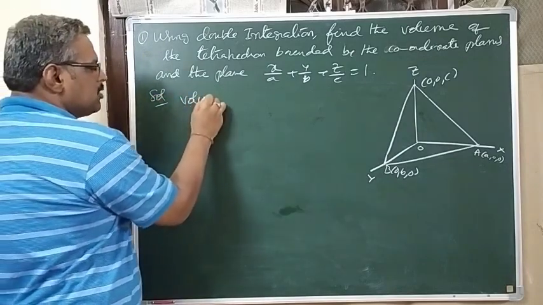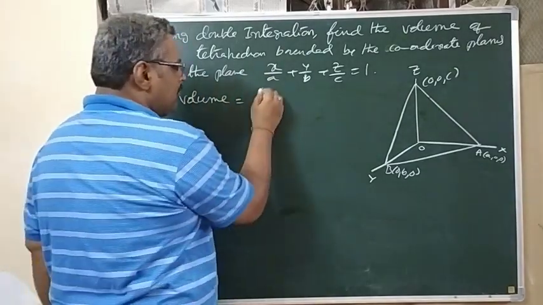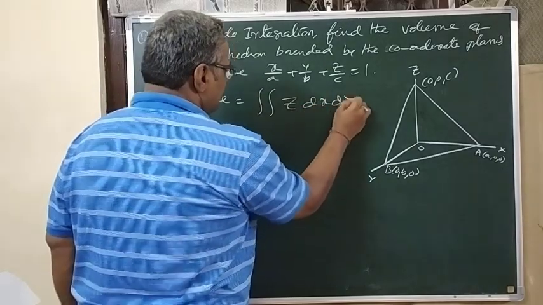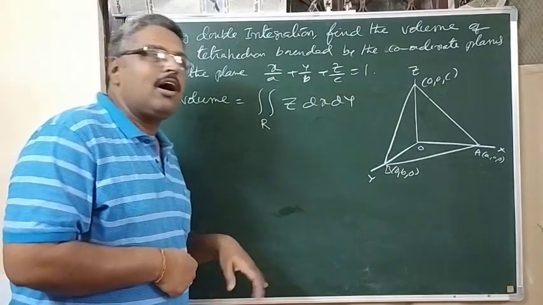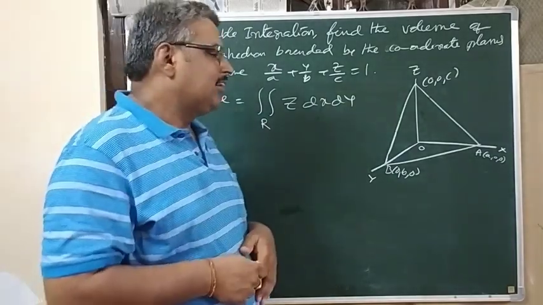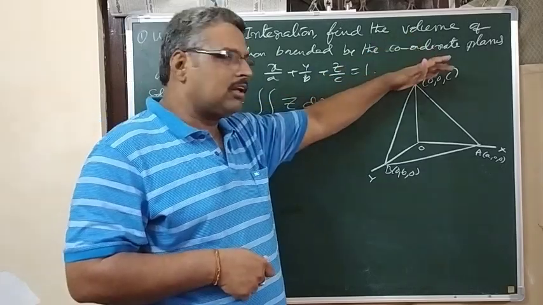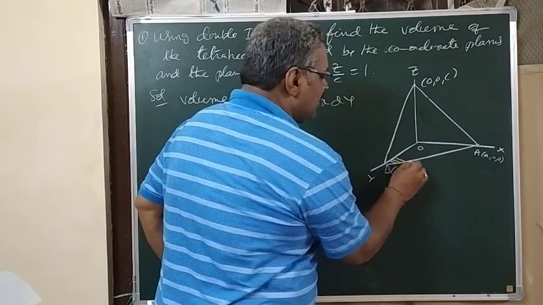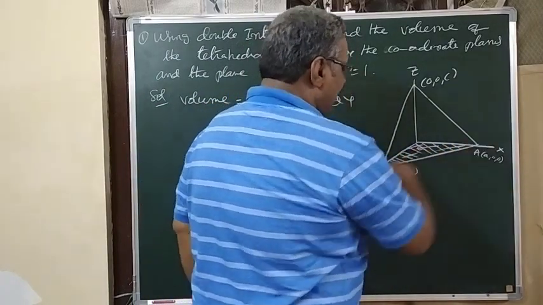Volume equals, using double integral, already we discussed the formula, double integral of z dx dy over the region R. What is the region R? The region in the xy plane, nothing but the shadow of the total tetrahedron in the xy plane, that is nothing but this one. This is a triangle.